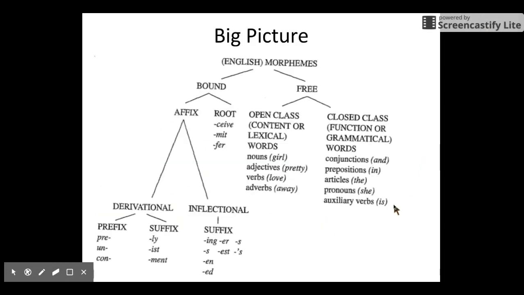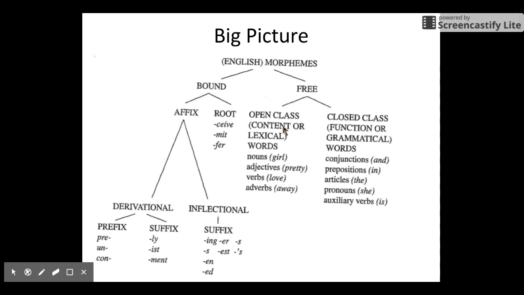Okay, now we are going to categorize morphemes. Let's take a look at this big picture. There are different types of morphemes using different criteria. The first criterion is whether a morpheme can stand alone by itself. Then we have a difference between free morpheme and bound morpheme. Let's look at free morpheme first. Free morphemes have two subtypes: closed class and open class.